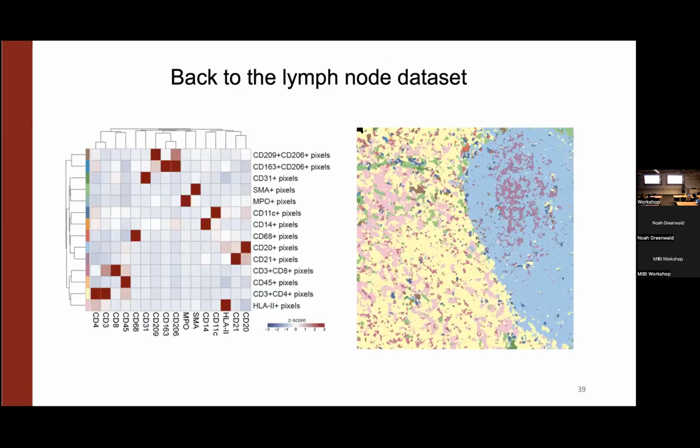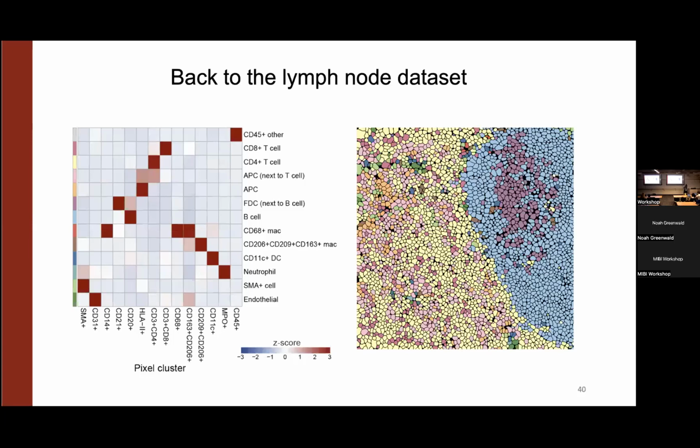So back to the lymph node data set that I talked a lot about yesterday. If you remember, the lymph node is quite a structured tissue, so it's a nice way to assess how your clustering is doing. In this pixel cluster overlay, this is the T cell zone, the B cell zone, and the germinal center. In this heat map, the rows are the pixel clusters, columns are the markers, and the colors correspond to the pixel phenotype map. Now we ran this data through the cell clustering pipeline.